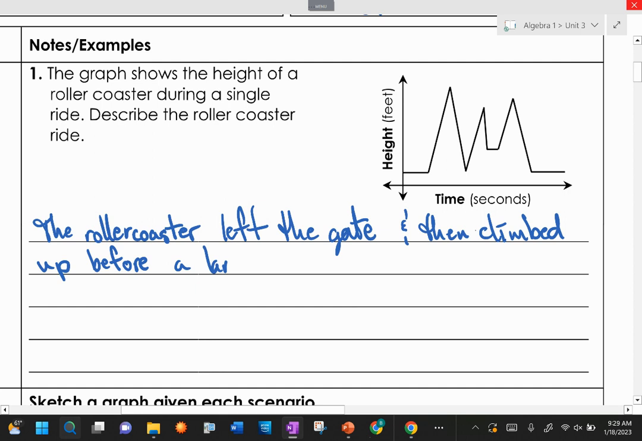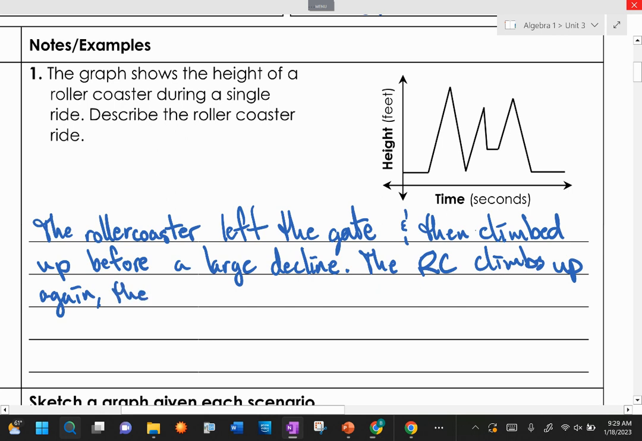Then climbed up before a large decline. A decline? Going down? Fancy word. The roller coaster, we'll just say the RC. It then climbs up again. Then has a smaller decline. So see how specific I'm being, okay?